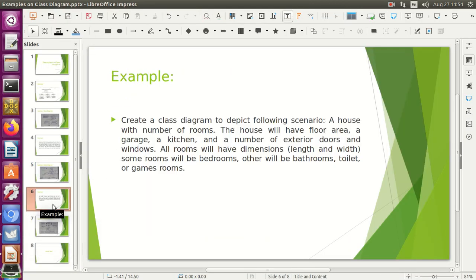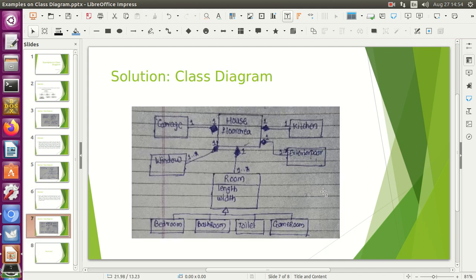The next example is to create a class diagram to depict the following scenario. A house with a number of rooms. A house will have a floor area, garage, kitchen and a number of exterior doors and windows. All rooms will have dimensions, that is length and width. Some rooms will be bedrooms, others will be bathrooms, toilet or the game room. So this description is given in the example, and we have to convert these descriptions into the class diagram. Here you can see the solution of this.